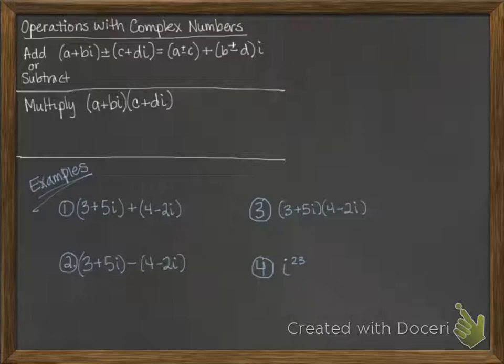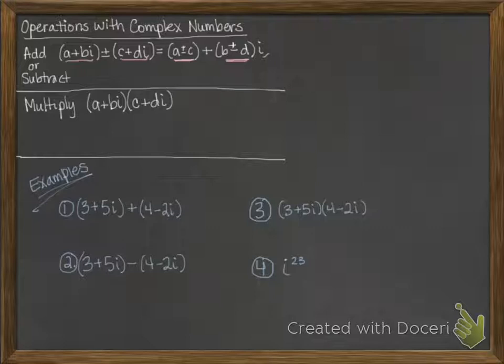So let's talk about adding and subtracting. You can see that's pretty easy. a plus bi, there's one complex number, plus another complex number, equals the real parts added together, plus the imaginary parts added together, times i. i is with the imaginary parts. You see how it was like bi plus di is b plus d times i.